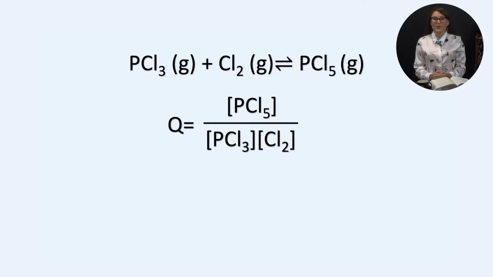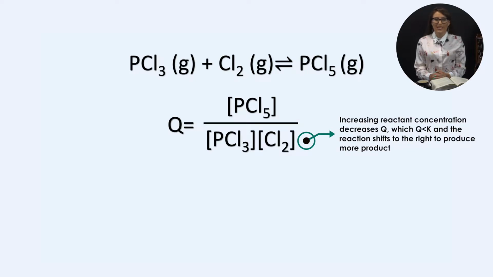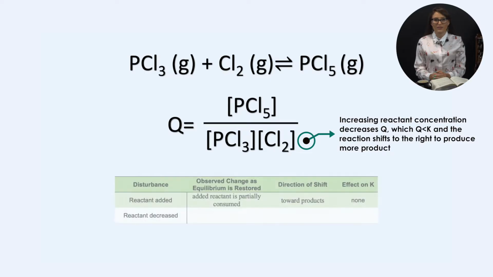Let's look at what happens if we were to add more reactants, such as chlorine gas, to the system. If we look at the reaction quotient as we increase chlorine gas, then the value of Q decreases. So Q is less than K. We have now upset the chemical equilibrium, so in order for the reaction to reach equilibrium, the reaction shifts to the right. This means that the added reactant is consumed and more product is produced. Kc is not affected when concentrations are added or removed.